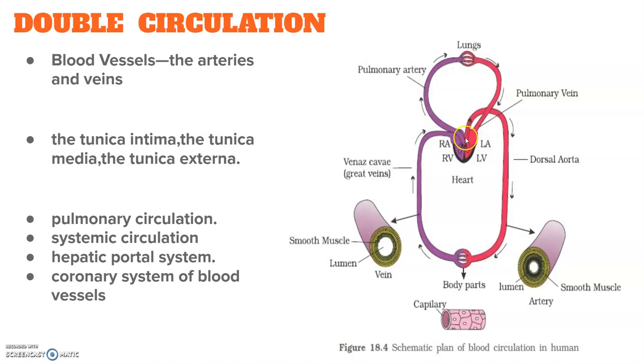So you can see here how the pulmonary artery and pulmonary veins are associated with the upper 2 atria and the ventricles. The pulmonary artery is getting the blood from the ventricles, and the pulmonary vein is getting it into the atria. So this is how circulation of blood takes place through the different body parts.